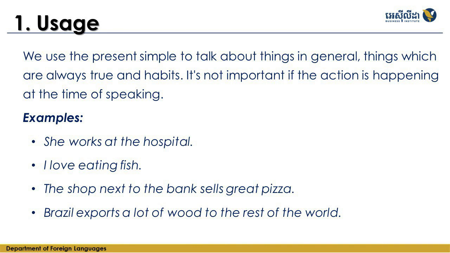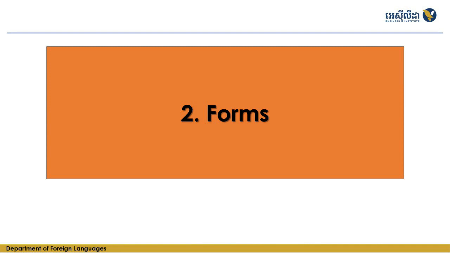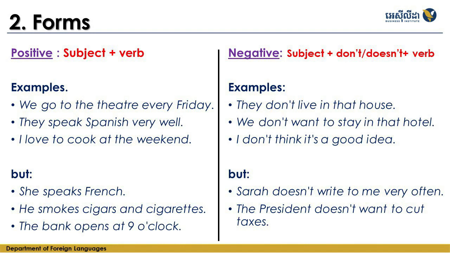The shop next to the bank sells great pizza. Brazil exports a lot of wood to the rest of the world. So if you look at these sentences, they are always true or they are habits. So we use the present simple to make these sentences. Now, let us look at the forms. You can make a positive form or you can make a negative.